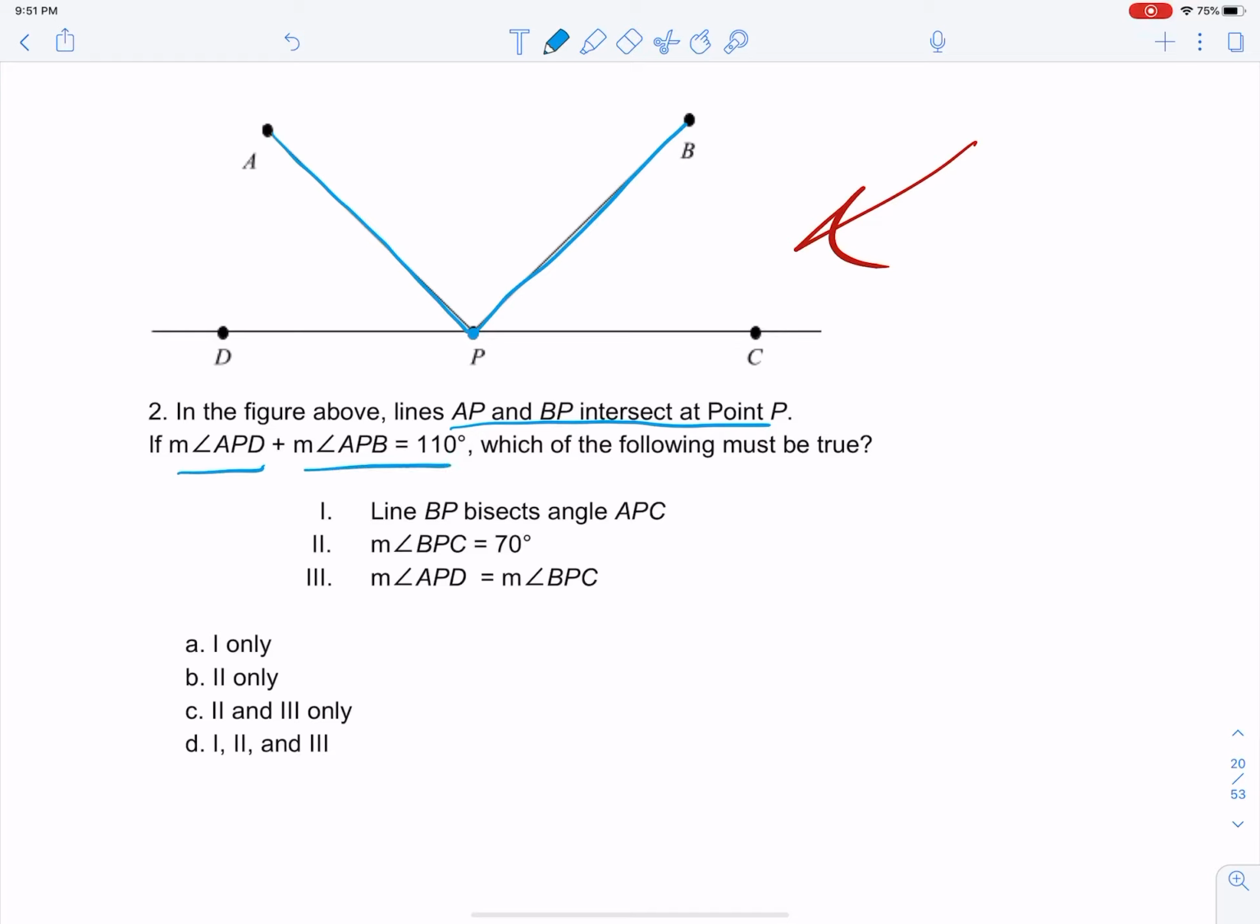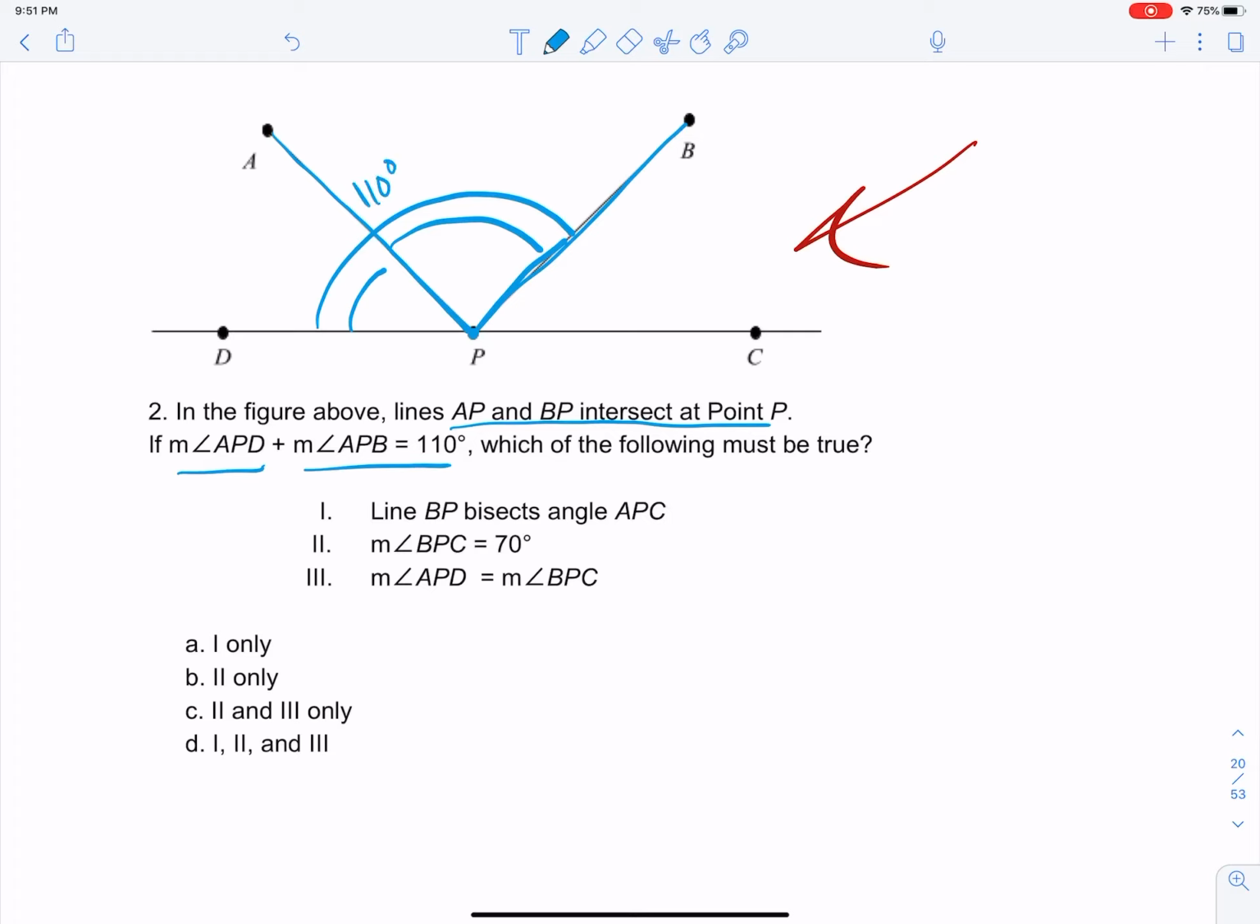ADP and APB equals 110, okay? The key with a lot of these questions is just slowing yourself down a little bit to make sure you understand it. So ADP and APB, these together add up to 110, right? So together, we can say it's 110, okay? And I'll just put it in blue.